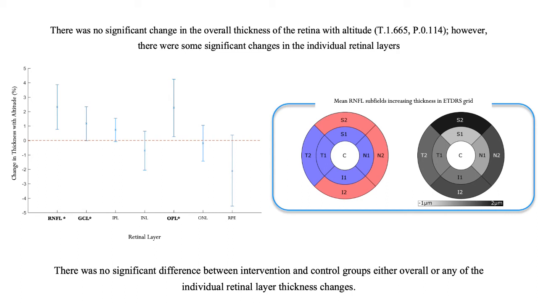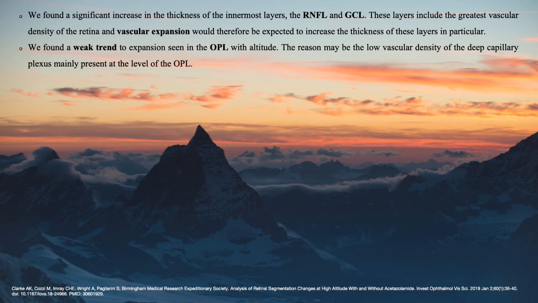And so the two innermost retinal layers, so retinal nerve fiber layer and ganglion cell layer, they show a thickening in the high altitude compared to the baseline. And what was also interesting, also the outer plexiform layer showed a sort of trend of thickness. So the significant increase in the thickness of the innermost layers was related to the fact that the retinal vascular expansion would be expected to increase the thickness of these layers in particular.